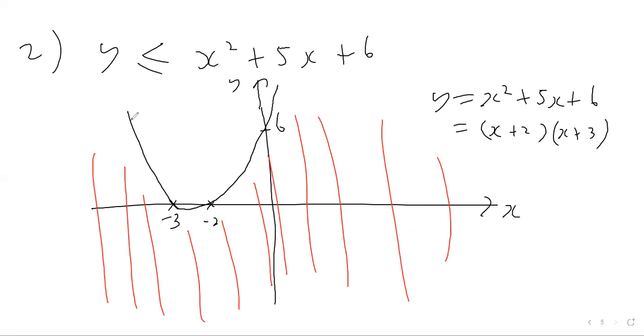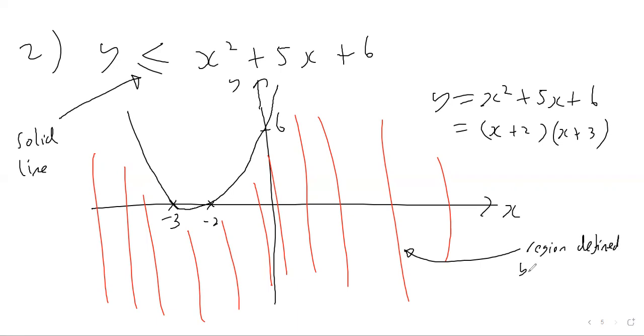And you'll notice that I've drawn in a solid black line here. The reason is this equal to condition that we've got in this inequality sign. So the convention now is to draw a solid line rather than a dotted line when you have an inequality like this, because of the equal to part of the inequality sign. So again, this region here is the region defined by y is less than or equal to x squared plus 5x plus 6.